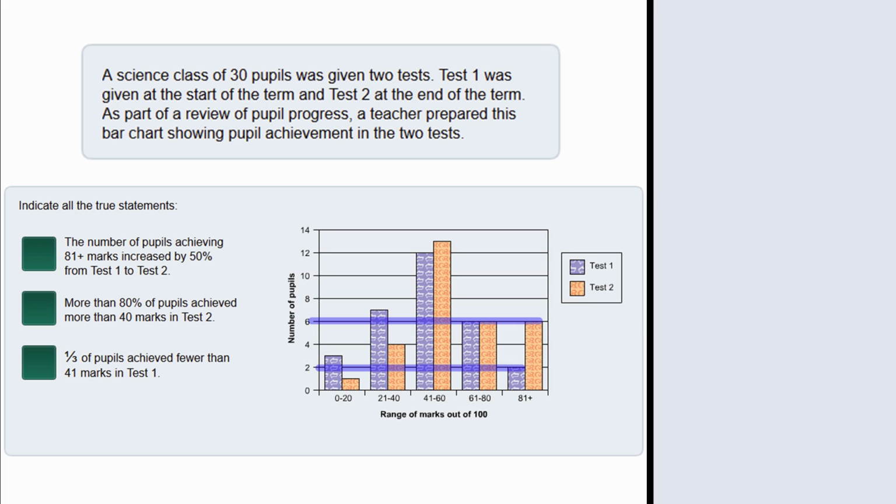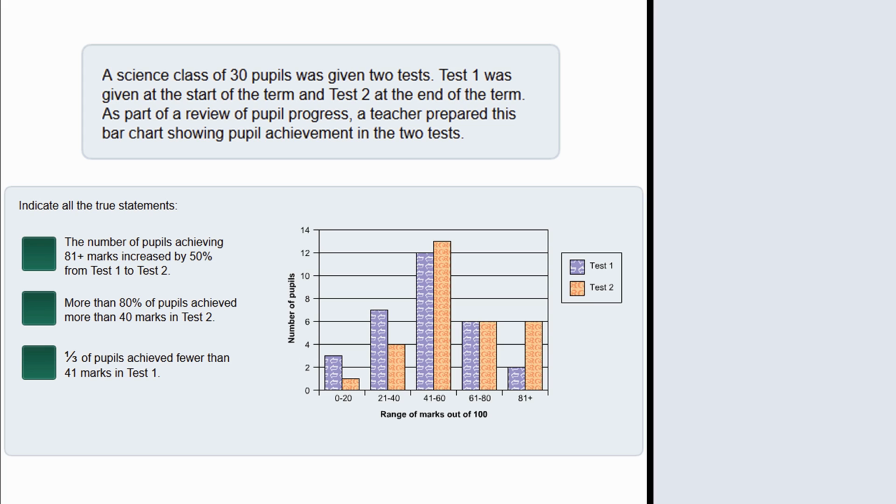So we need to find the percentage increase between 2 and 6. Well, let's assume that there was a 50% increase, and then if we increase 2 by 50%, that's the same as saying 2 multiplied by 1.5, which gives us 3. So if there were a 50% increase, we would have had 3 pupils get a mark of 81 plus in Test 2, but we don't. We have 6, so we know that this statement is false. The other way we could do this would be to find the percentage increase between 2 and 6. Well, we can just see that 6 is 3 times 2, so it's an increase of 200%.